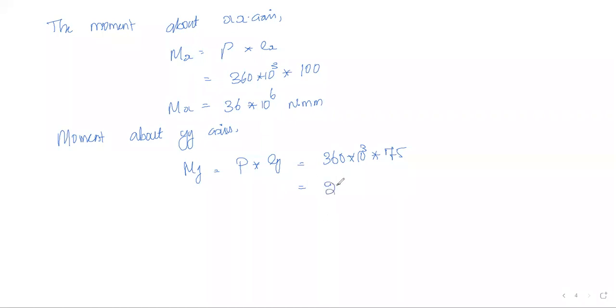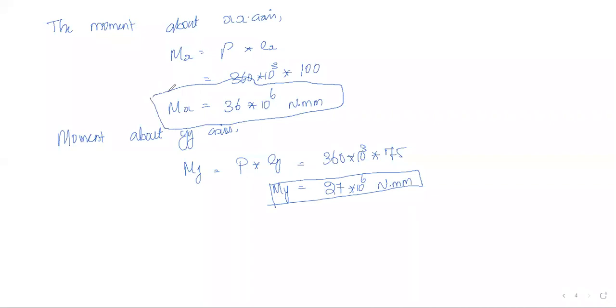So My is 27 into 10 to the power 6 Newton mm. Now we have to calculate the value of Ixx and Iyy. First, moment of inertia about x axis.